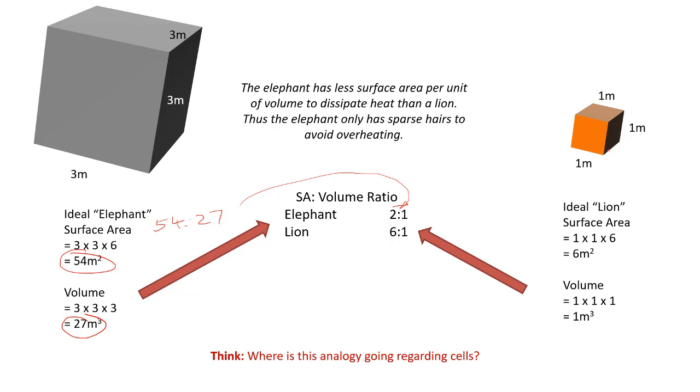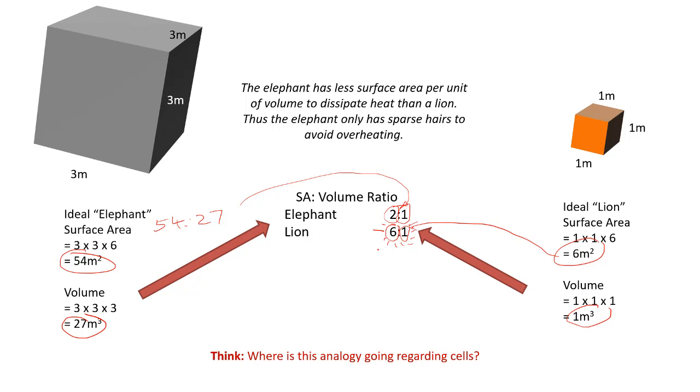If I've got a lion, 1 meter by 1 meter by 1 meter, that would have a surface area of 6 and a volume of 1, which we don't need to simplify. That's just a ratio of 6 to 1. So the elephant, for every unit of volume, it has got 2 units of surface area to allow heat to escape. Whereas a lion, for every unit of volume, has got 6 units of surface area that lets heat escape. So it needs to be furry.